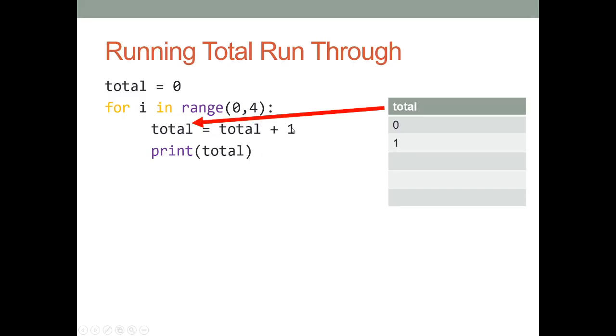The next time it goes round, it goes total equals its current self plus 1. So its current self is 1, then it adds 1 to it, it becomes 2, and it will print out 2 to the screen. And it just keeps going like that. So it goes on again, total equals 2 plus 1, and then it goes to 3, and it will print out all of those numbers every time it goes round.